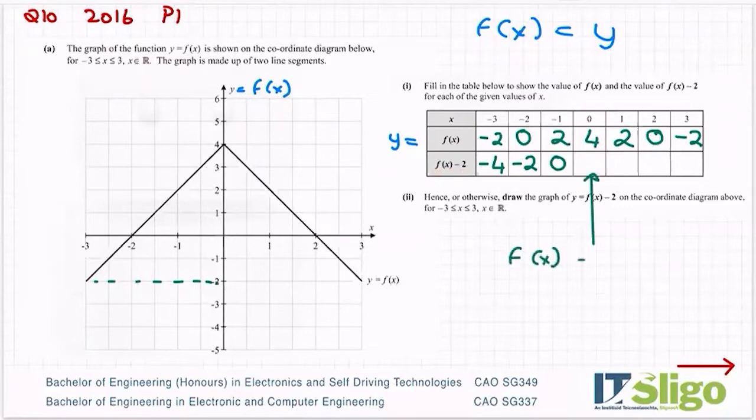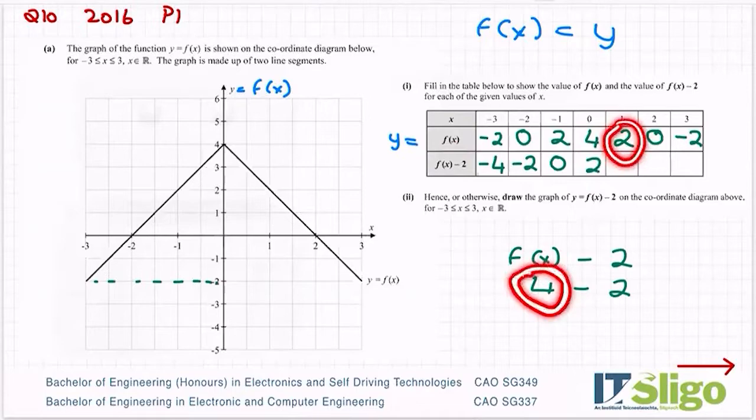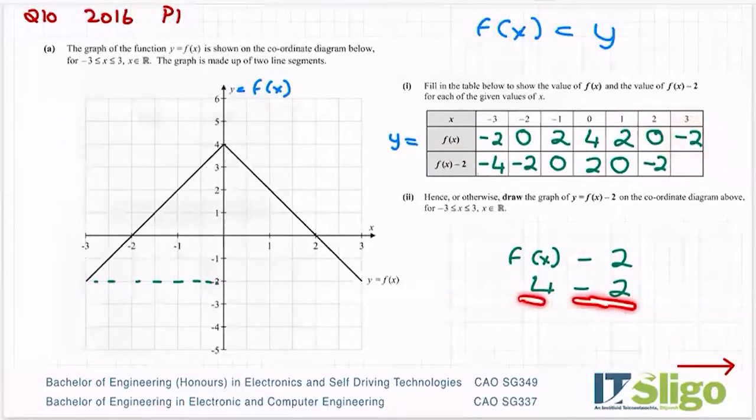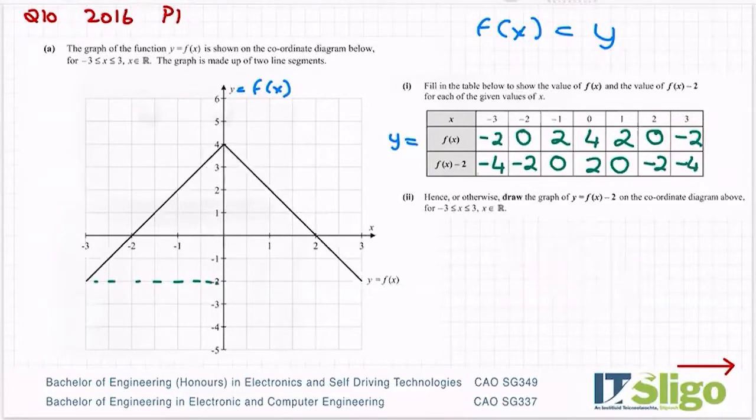It says f of x minus 2. So at this point, f of x is 4. So I'm putting in 4 for the f of x and I'm taking away 2. And that's how I'm getting 2 for this one. For this one, f of x here would be 2, so 2 minus 2 is 0. For this one, f of x would be 0, so 0 minus 2 is minus 2. And this one, minus 2 would be minus 4. Okay, so that's where I got that f of x minus 2 from.